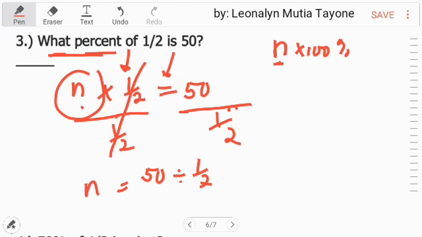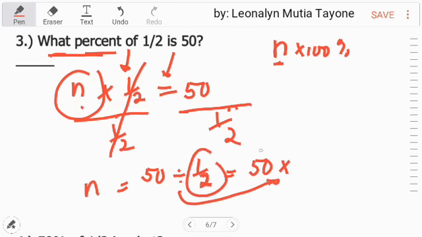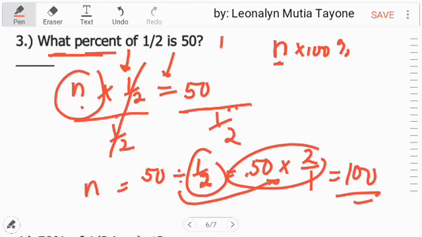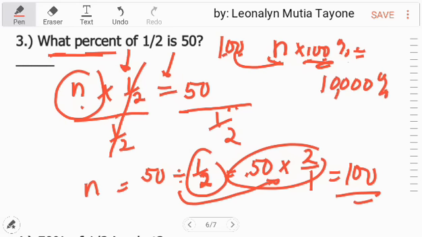So, division of fraction tayo naman. Ang 50 kopyahin, ang division maging multiplication, at reciprocal ng 1/2 ay 2/1 or just 2. Kasi ang lahat ng may denominator na 1 ay automatic na mga whole numbers yan siya. 50 times 2, and that is 100. So, ang sagot sa number 3 ay 100 times 100% equals 10,000%. So, ang sagot dito ay 10,000%.